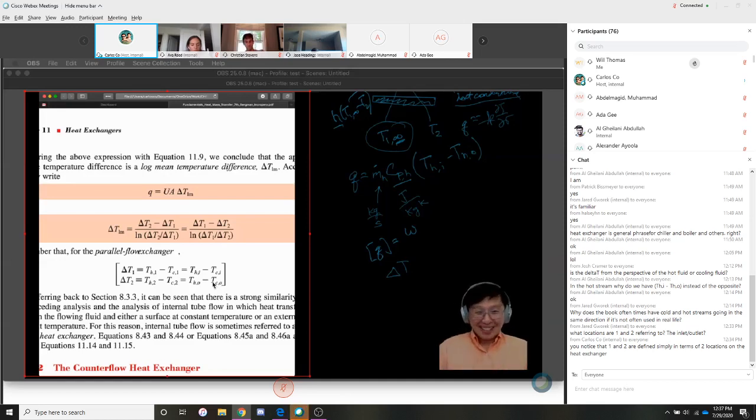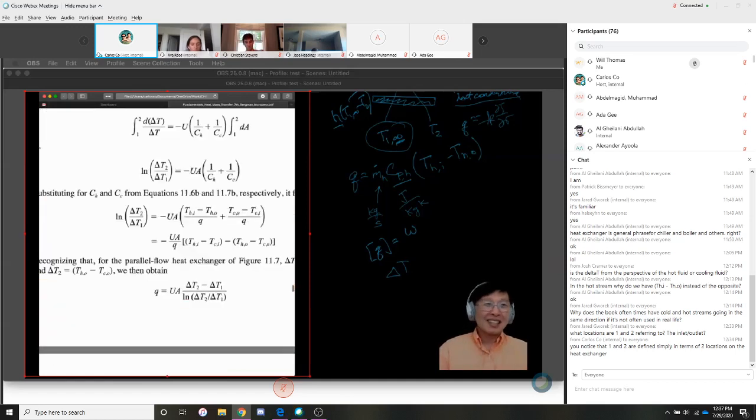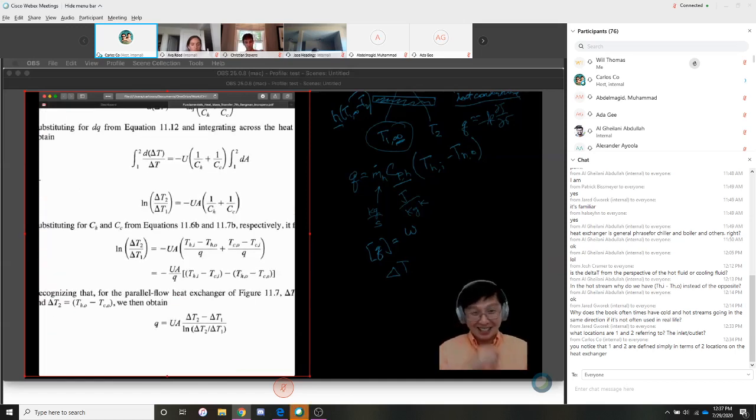Did you see? Isn't that beautiful? This is what every engineer has done whenever they talk about heat exchangers. You do not start talking about inlets and outlets. You simply say at two positions, we're going to integrate across the amount of heat exchange as the temperature difference changes along the heat exchanger.